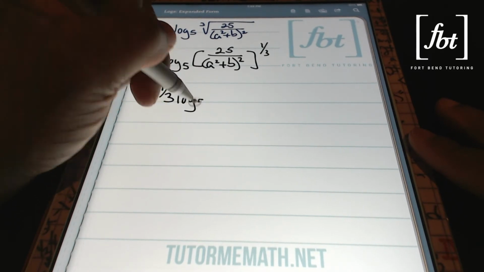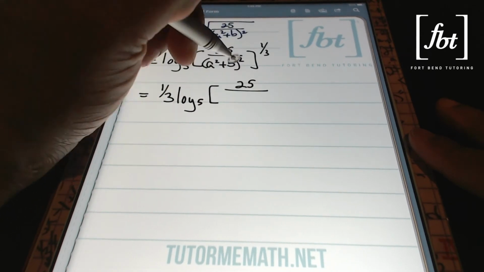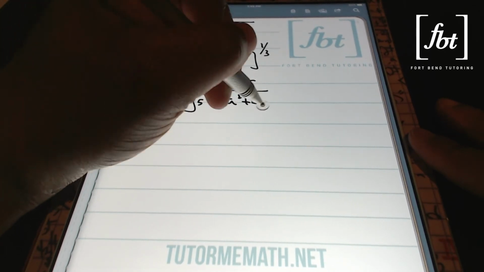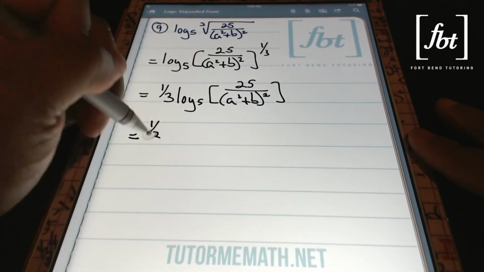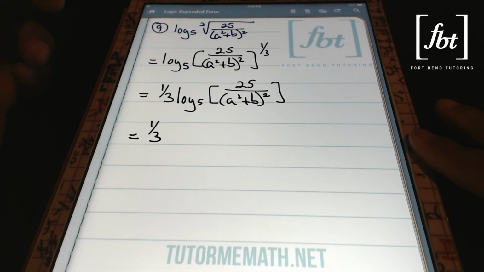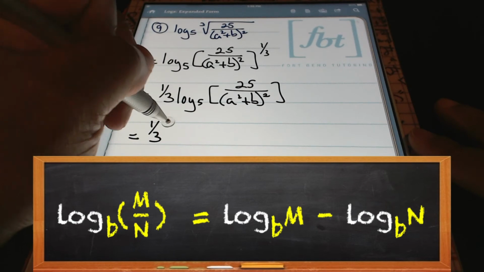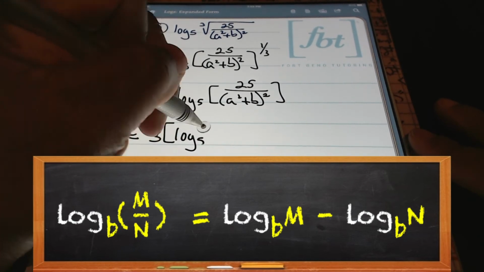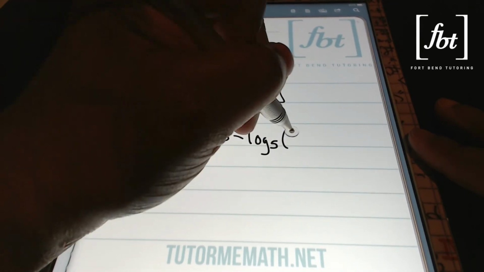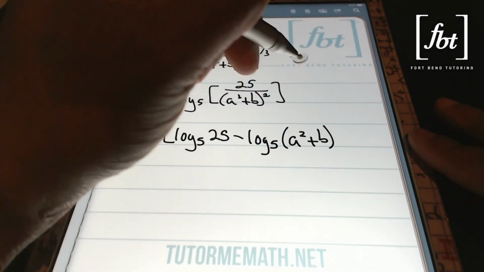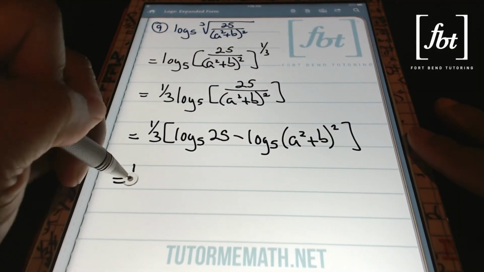So we have 1/3 log base 5 of 25 divided by that quantity of a squared plus b, which is raised to the second power. And then because we have that 1/3 multiplying on this log base 5 with a fraction, we'll go ahead and use the quotient rule, and we'll have 1/3 times log base 5 of 25 minus log base 5 of the quantity a squared plus b squared. Just like that. Next, we'll be rewriting this as 1/3.